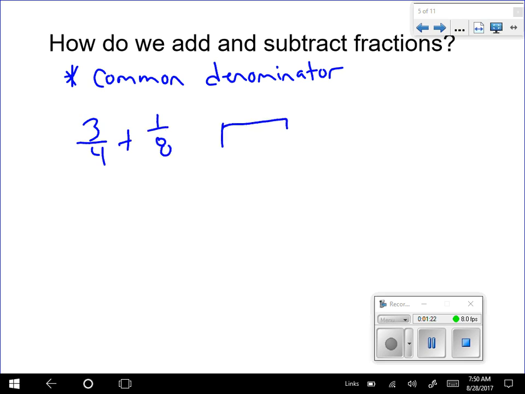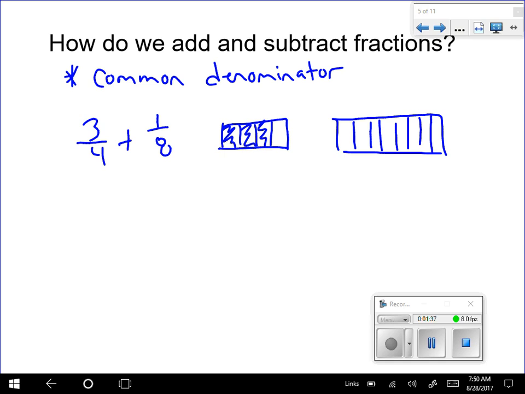If I were to draw those pictures out, okay, 3/4 is here. I have 3 of them colored in out of the 4. And 1/8, okay, would look like this. So notice we're not comparing the same thing here. It's really hard to tell what we would add because our pieces look different. So we need a common denominator.